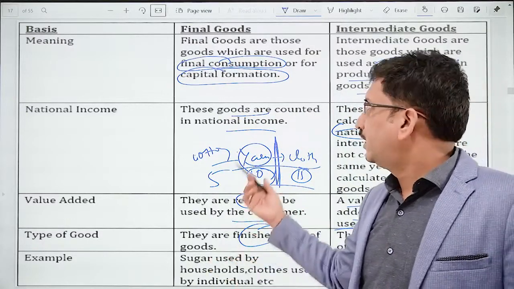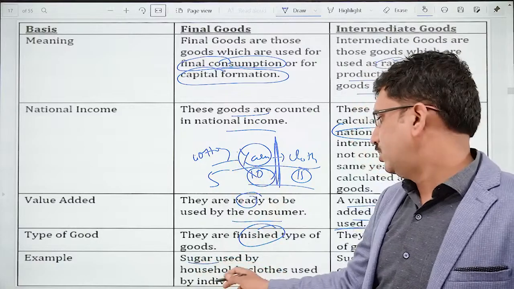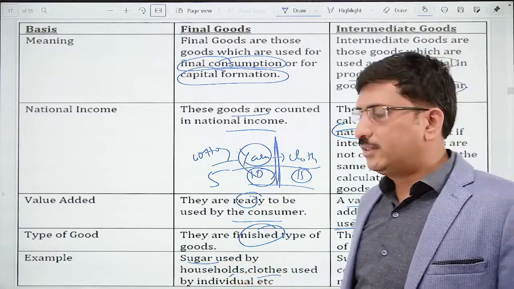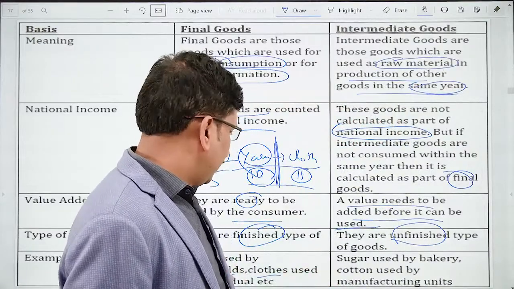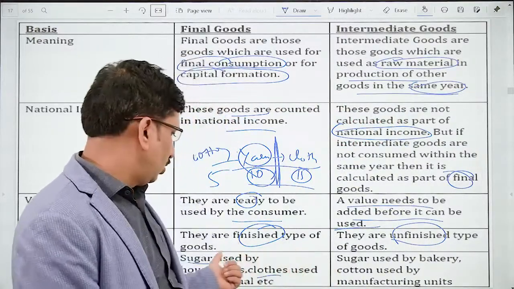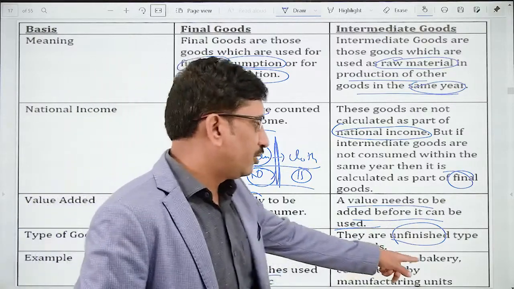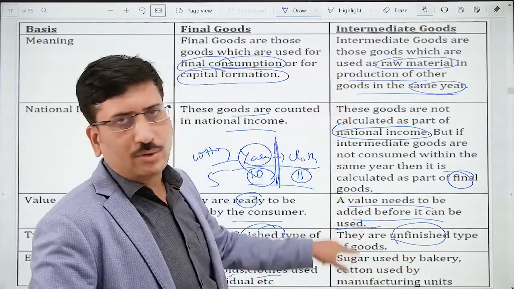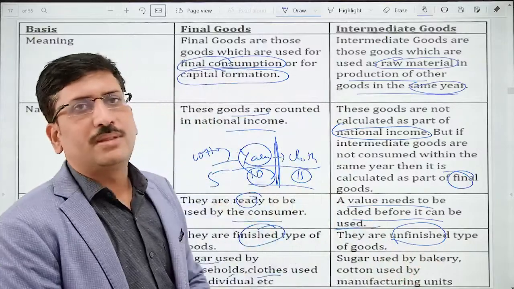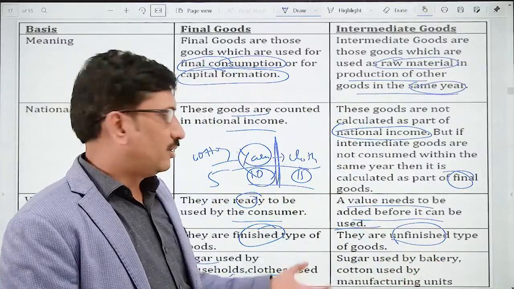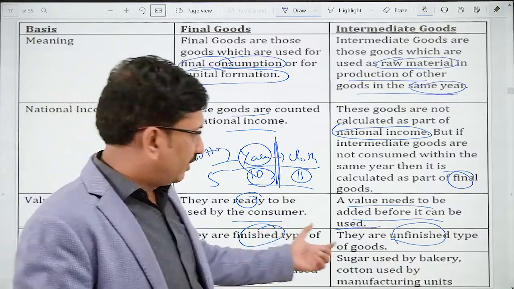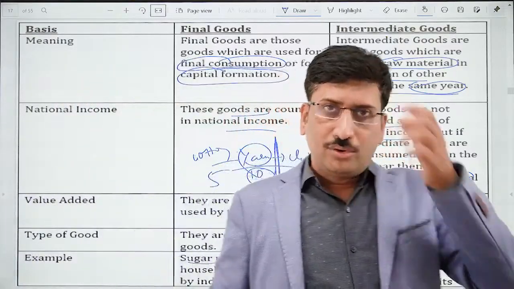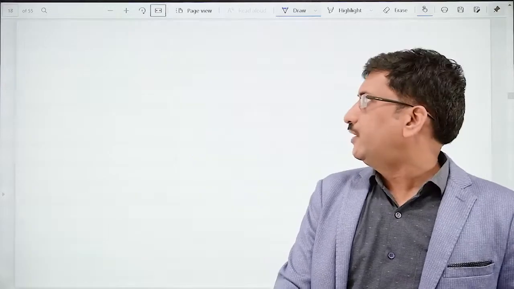So obviously examples for final goods are sugar or clothes or anything. Or the same, see here, sugar used by household, sugar used by bakery. Now it is an intermediate good because they are producing something else, cake, correct? Sweets. Like this, the same product can be a final good, and the same product can be an intermediate good. So you need to understand that difference.